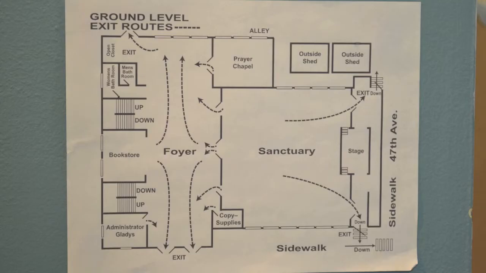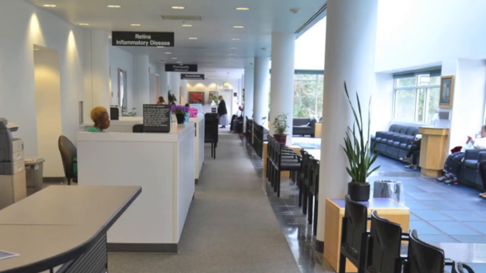Here's a map showing exit routes. The use of bold or raised lines is important for individuals with low vision or who are blind. Signage that is located high off the wall or ceiling may be difficult to find or read by someone with low vision.